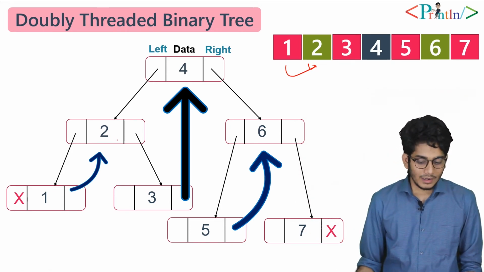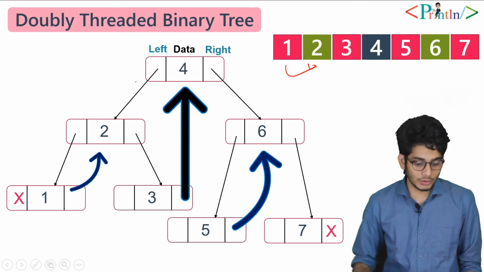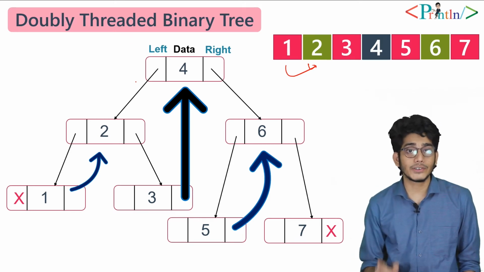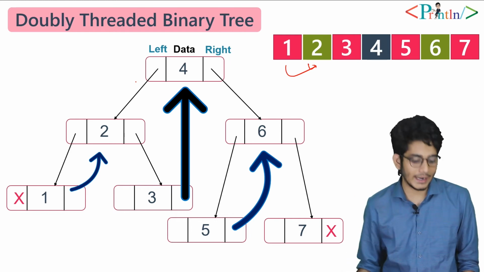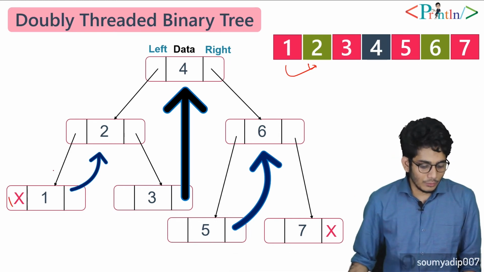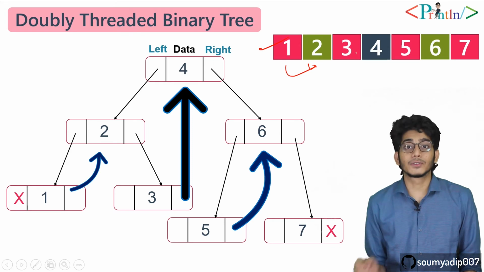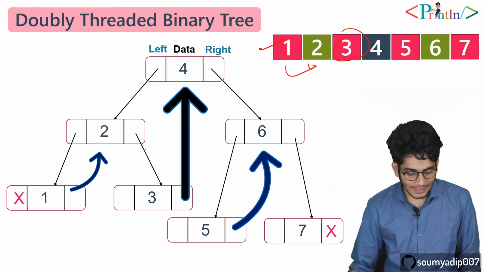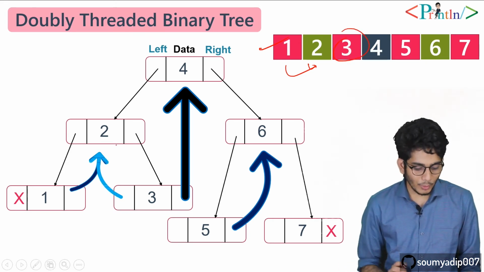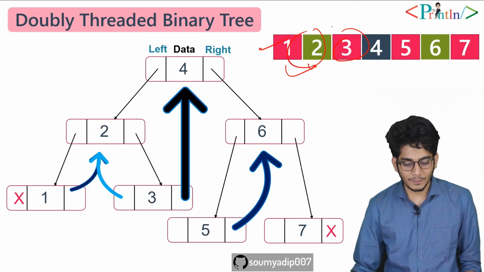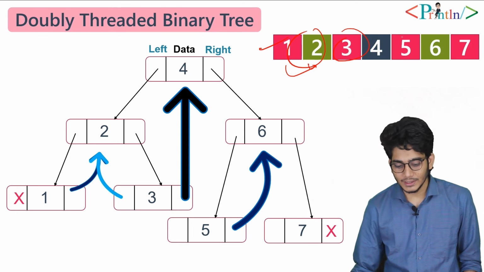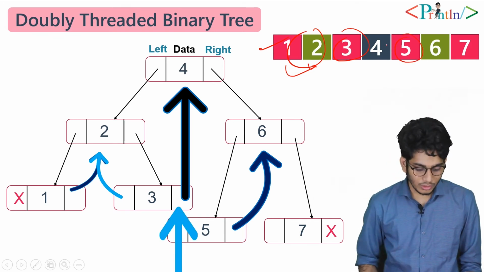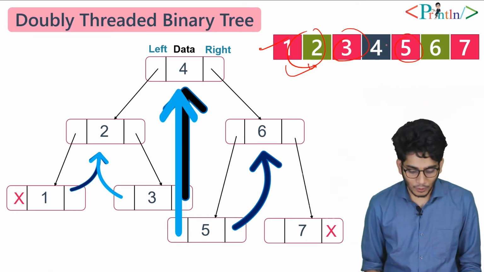Now we'll talk about the predecessor. So now it's a one-way threaded binary tree. Now we'll see how we can convert this into a double-way threaded binary tree. 1 has no predecessor. 3 has a predecessor, so 3 will point to 2 because 2 is the predecessor of 3. Now 5 has a predecessor, that is 4, so 5 will point to 4.